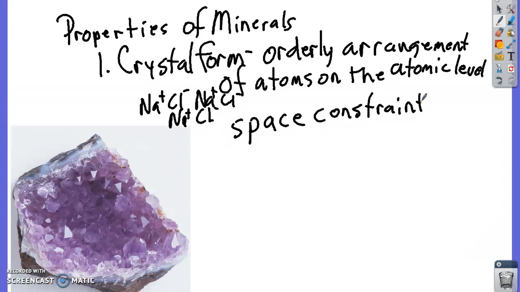Geodes and caves, like in the walls and floors of caves, are kind of the exception to the rule because there they have room to grow, and they also have time to grow. They grow slowly over time, and so you get those real pretty crystal shapes. Now, the size of the crystals also depends on things. We evaporated the salt water very quickly, and so the crystals were very small.